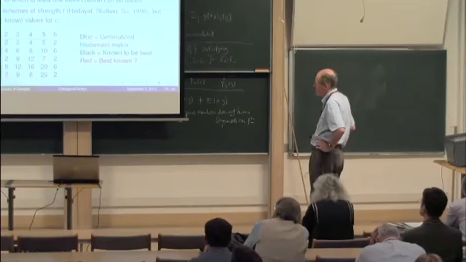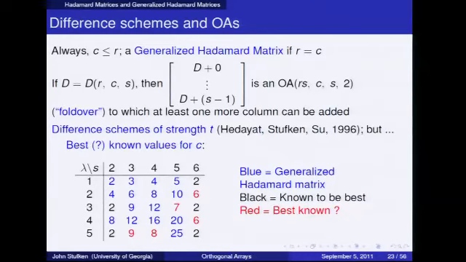Turns out you can only get 2 columns. That's the best you can do. So the numbers in blue here, those are all generalized, well, either Hadamard matrices if S is equal to 2 or generalized Hadamard matrices if S is more than 2. And they're known to exist.